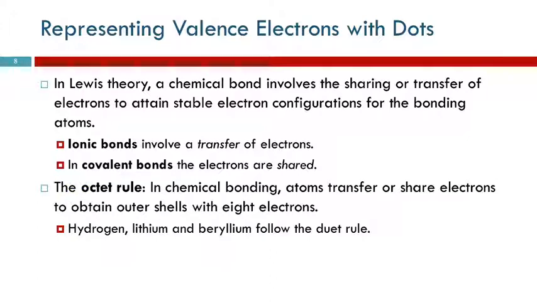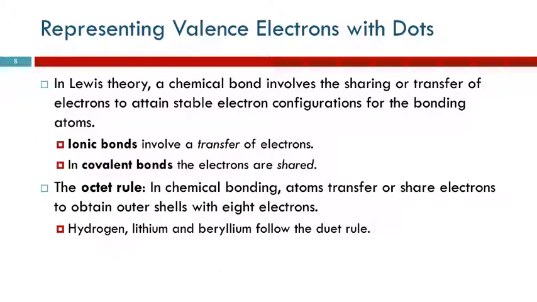Covalent bonds. Co is a prefix that means sharing, and valent refers to valence electrons. So a covalent bond involves sharing of valence electrons. So this is an important distinction. There might be a test question involving that. So the octet rule says that in chemical bonding, atoms will transfer or share electrons in order to obtain outer shells with 8 electrons.